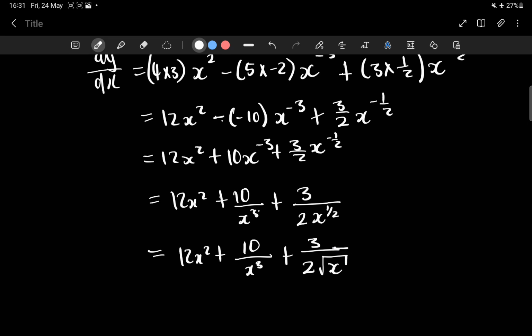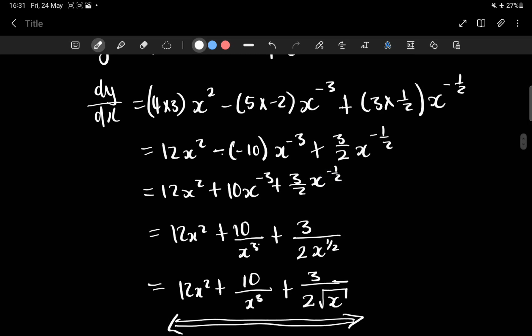So if you are not sure about this, you can go back to the chapter which talks about this. You can ask me. Now here's the thing. That's what you do for this first one, and you're done.